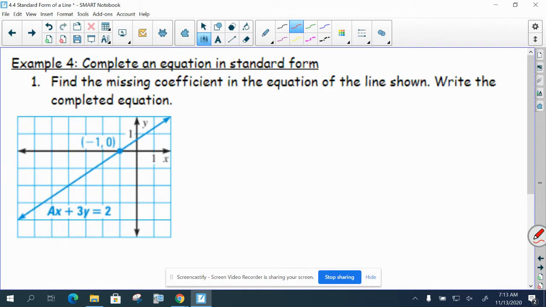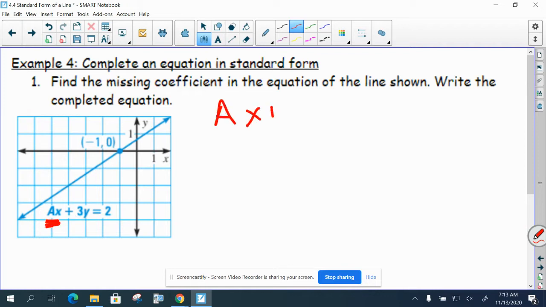All right, we'll go to example 4. So to complete an equation in standard form, find the missing coefficient in the equation of the line shown. So here you see that you have this equation, ax plus 3y equals 2. The objective of this problem is to figure out what the a would be.